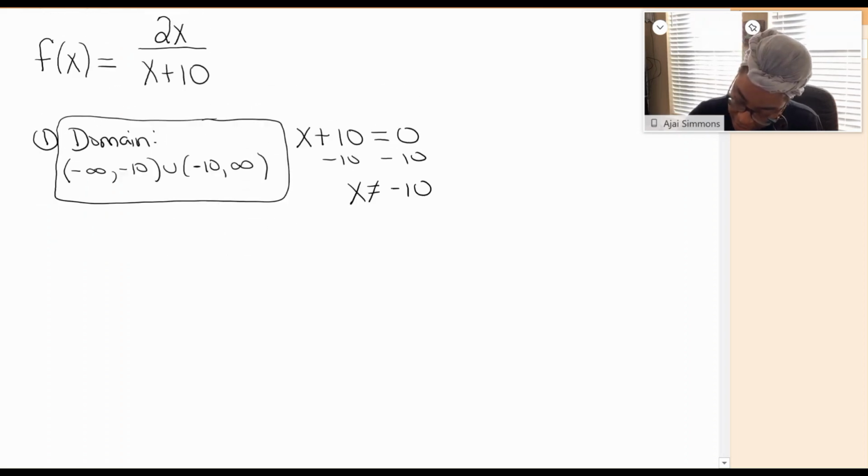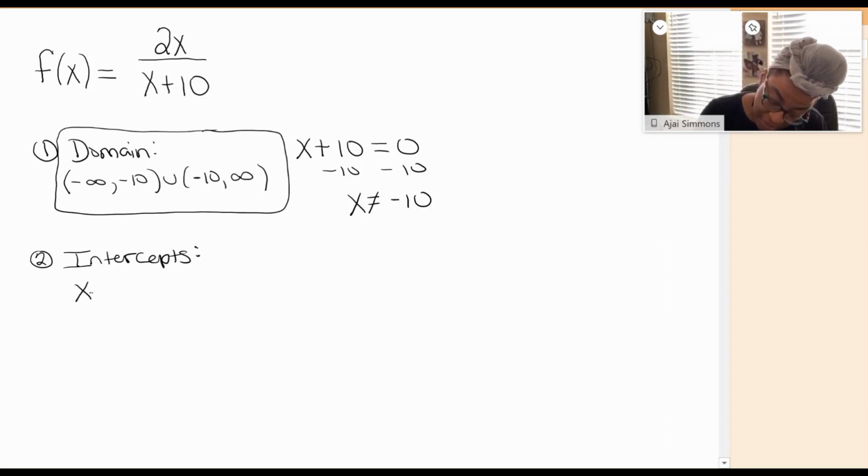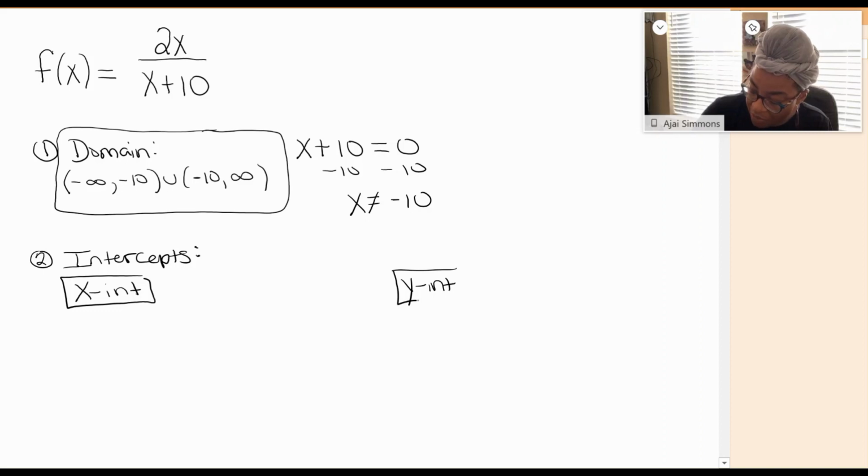The next thing I'm going to find is the intercepts. If you watched the previous video, there are two types of intercepts. That is your x-intercept, and you also have your y-intercept. I'm going to start out with finding the x-intercept by setting the y equal to 0. That's how you find the intercept. So I'm going to set the y value, which is basically like your f of x, equal to 0.